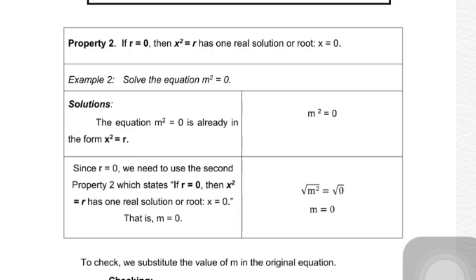Now, let's have property 2. If r is equal to 0, then x squared is equal to r has one real solution, or the root x is equal to 0. Example 2. Solve the equation m squared equals 0. The equation m squared equals 0 is already in the form x squared equals r. Since r is equal to 0, we need to use the second property, which states that if r is equal to 0, then x squared is equal to r has one real solution, or root x equals 0, that is m is equal to 0.